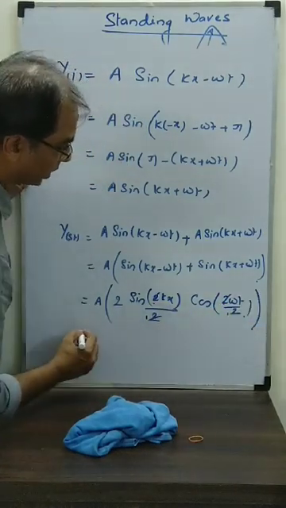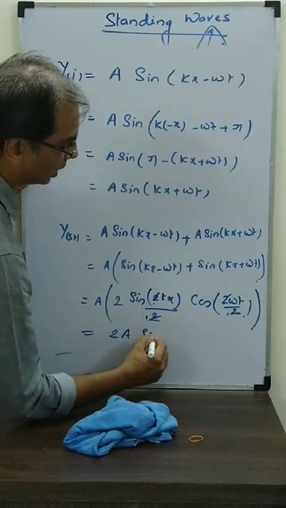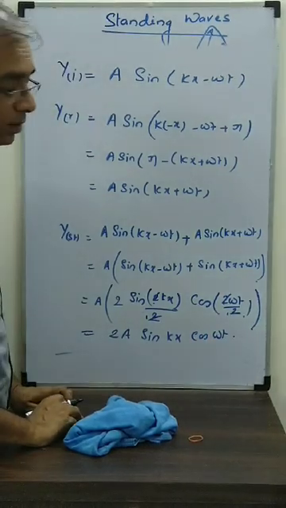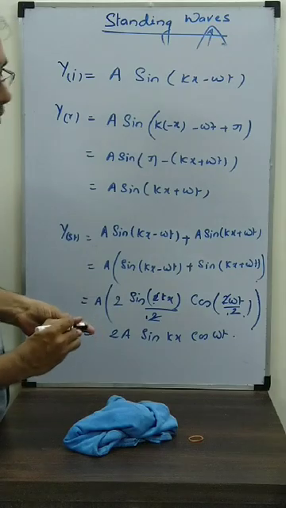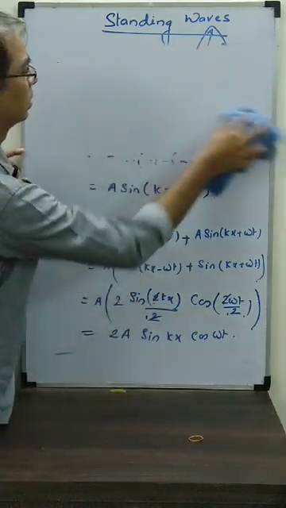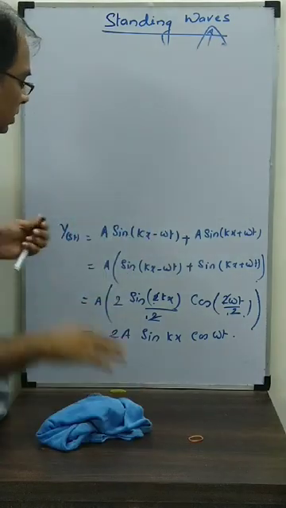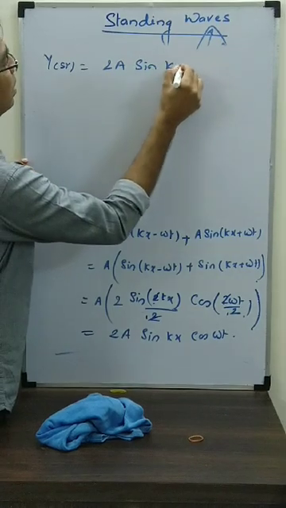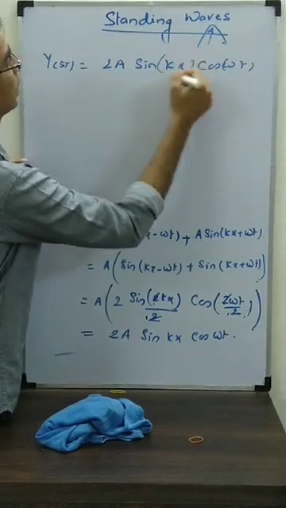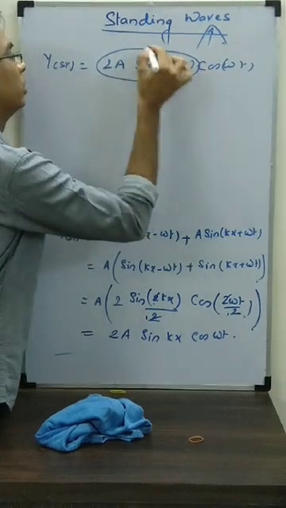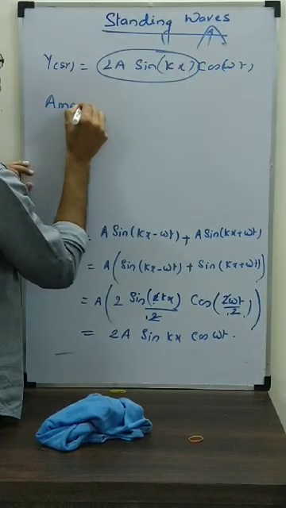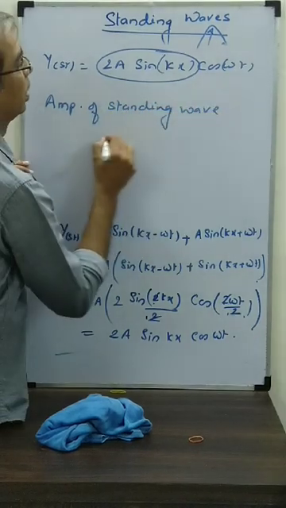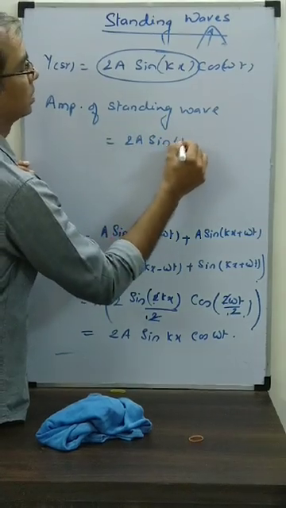What is the equation we are getting of standing wave? 2a sin kx cos omega t. Okay, the equation of standing wave is 2a sin kx cos omega t. Now in this equation, this 2a sin kx represents the amplitude of the standing wave. Amplitude of standing wave is given by 2a sin kx.